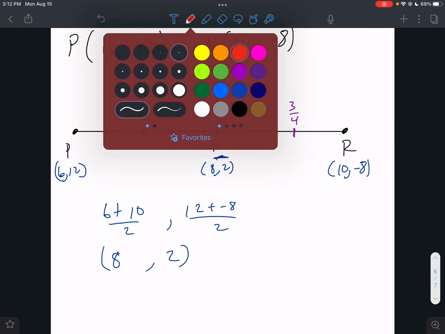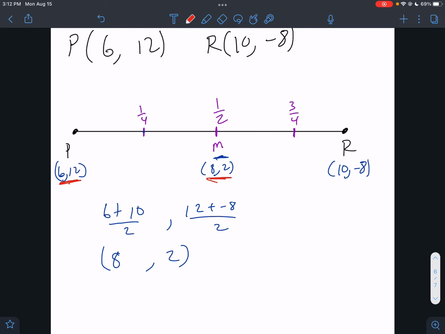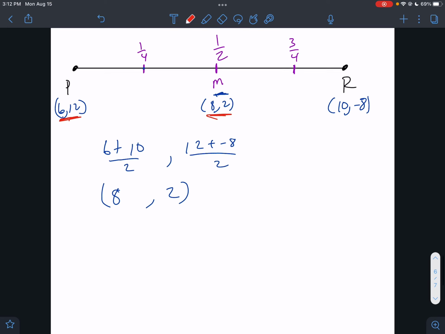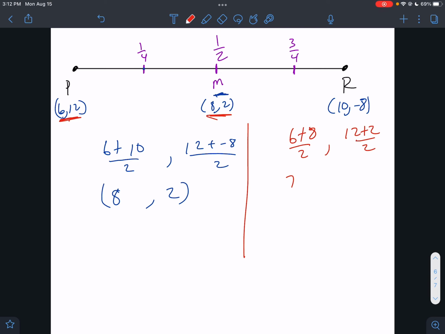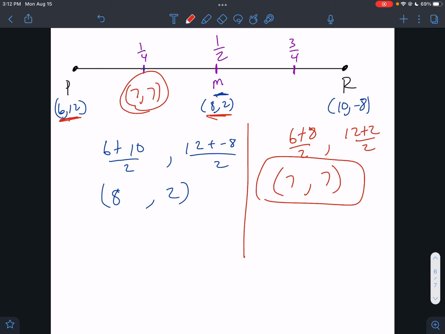Now it's not a lot of work. I just need to do the midpoint one more time. I need the middle of P and M. So the middle of P and M would be x plus x for P and M. When you do 8 plus 6 divided by 2, it would be 7. And then y plus y divided by 2 would be 12 plus 2 divided by 2. That's also 7. So this spot here would be (7, 7). Boom. And that is the location that's 1/4 of the way.